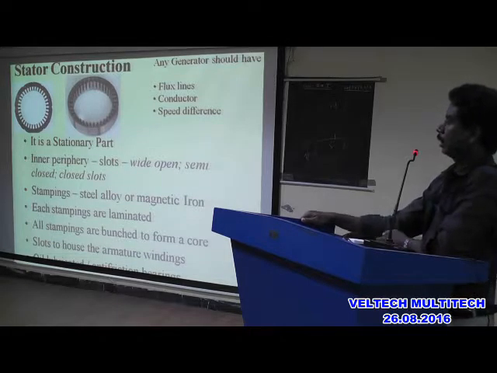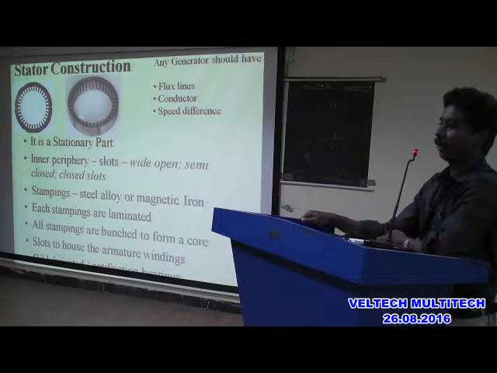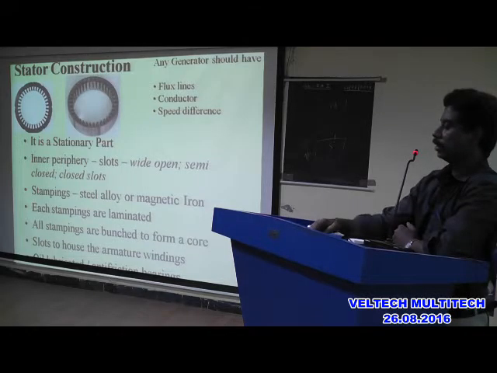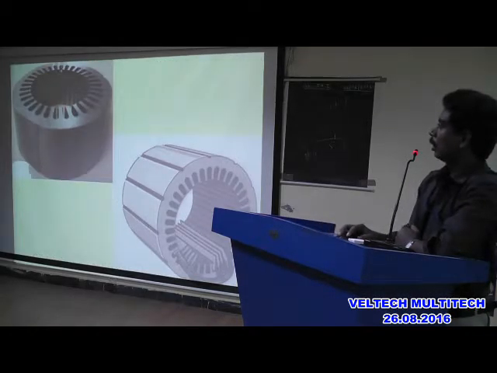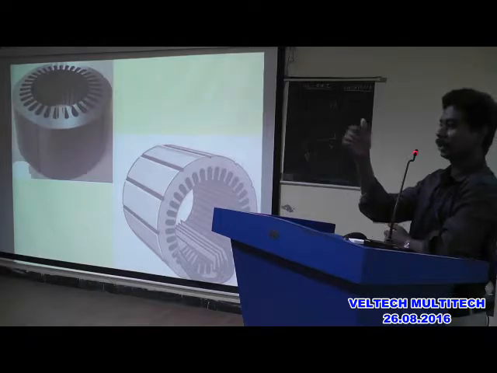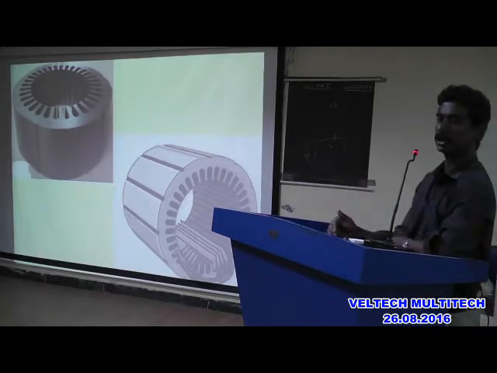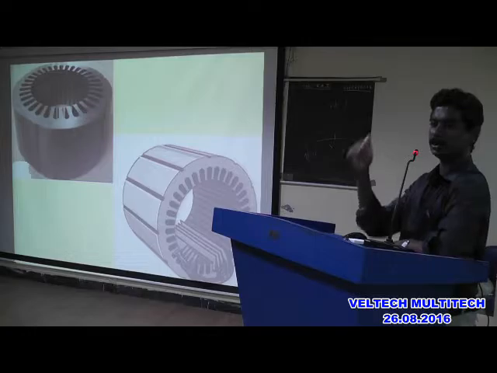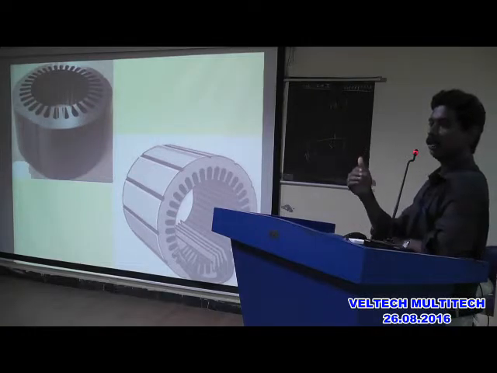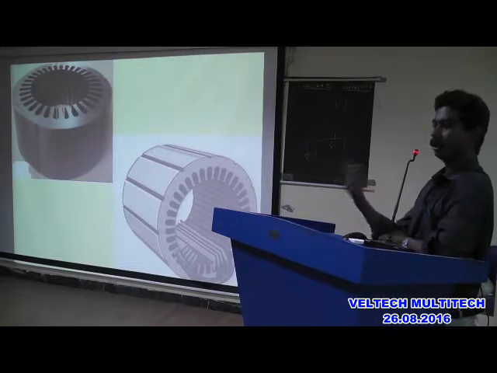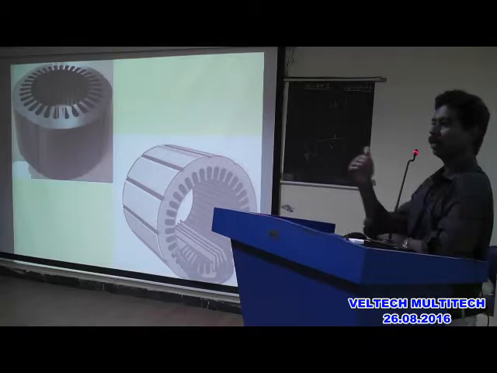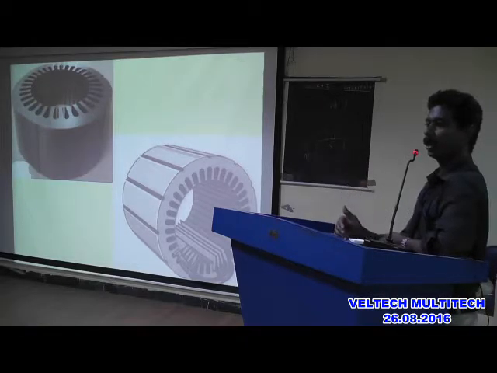Then here is the construction of synchronous generator. We can take the stationary armature and the rotating field. This is the alternator stator. This is not a single metal. It is made up of a number of stampings. Stamping means steel sheet. Normally the thickness of stamping is 0.5 mm maximum. All the stampings are laminated to reduce the eddy current loss. Normally the stamping is made of good magnetic material to reduce the hysteresis loss.